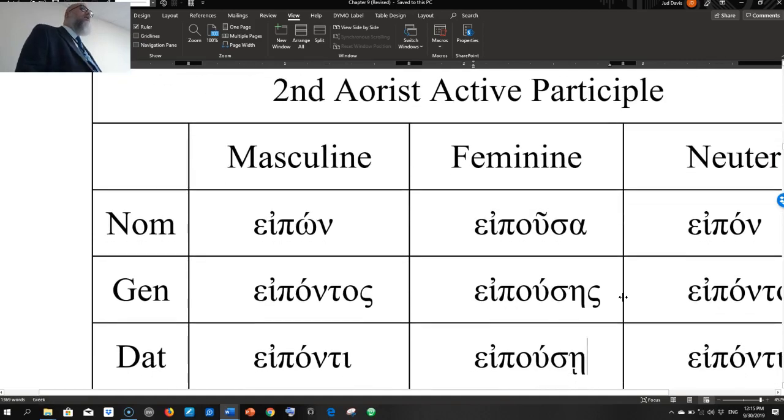Okay. So this is the second aorist endings. Can you explain what a pair is again? Okay. Sorry. No, it's the right question to ask.